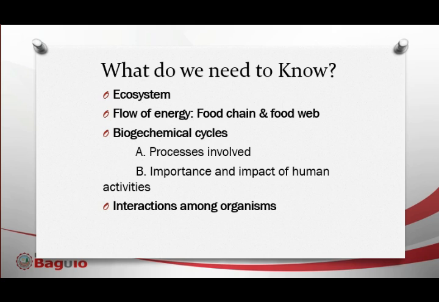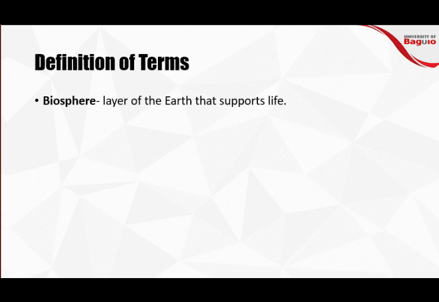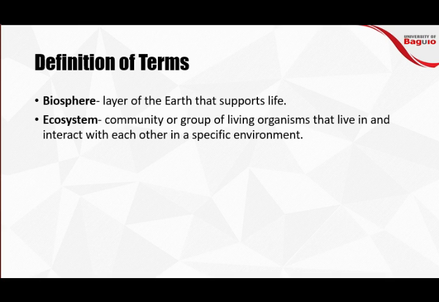So let us start now with our basis. As our foundation, let us look at the definition of terms. Let's start with biosphere. As we all know, when we talk about planet Earth, the layer of the Earth that supports life is what we call the biosphere. From the origin word itself, bio, which is life. Next, ecosystem. Ecosystem is defined as a community or group of living organisms that live in and interact with each other in a specific environment.